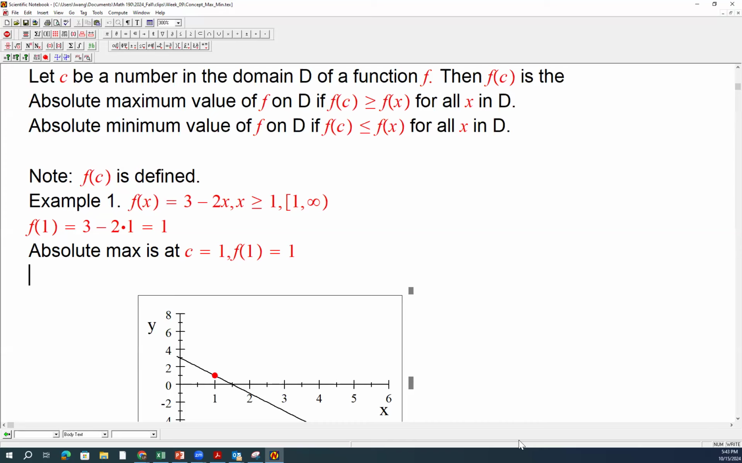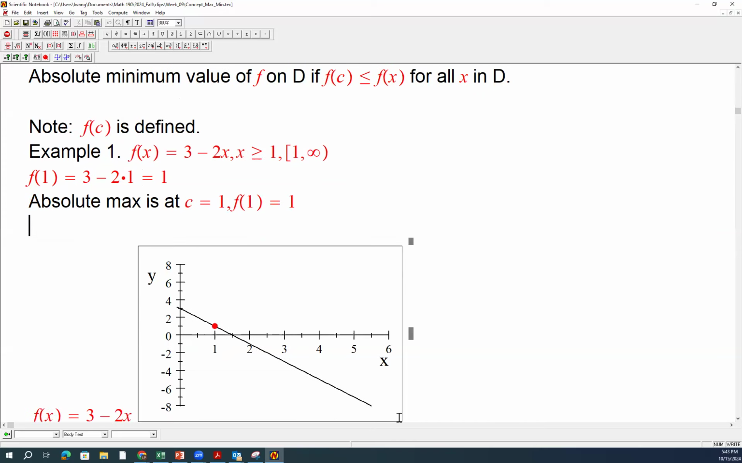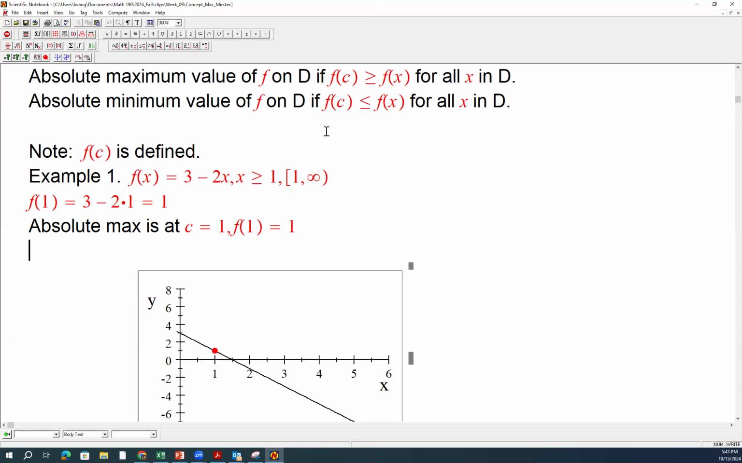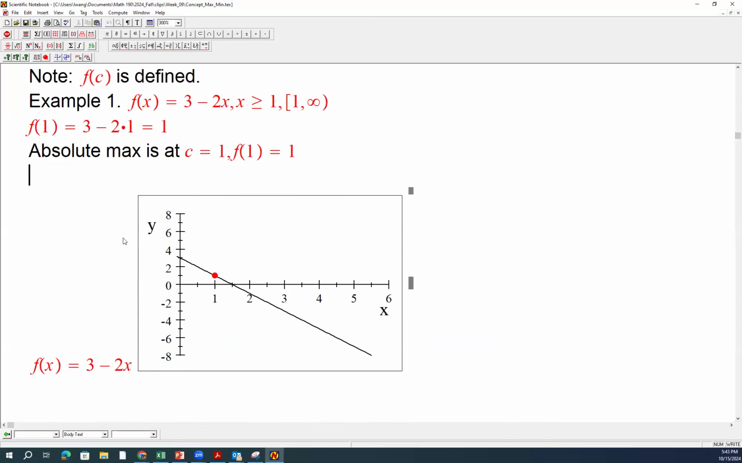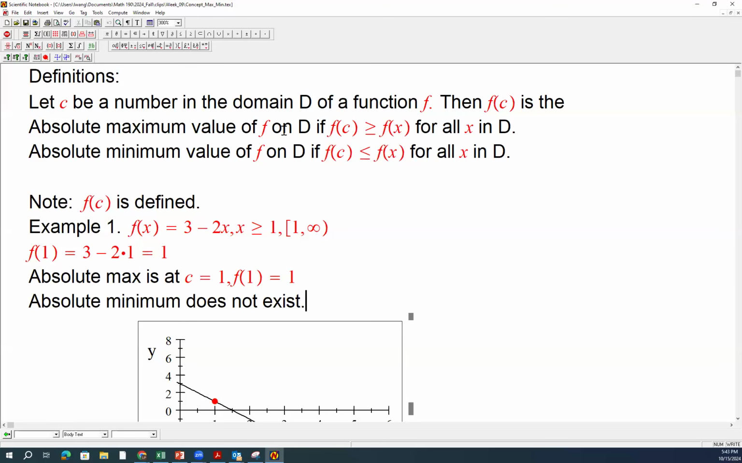How about absolute minimum? Do we have an absolute minimum? Well, the line keeps going down, down, down. We cannot find a value that is smaller than all of the other function values, right? So in this case, the absolute minimum does not exist. And so this is the first example: absolute maximum exists, but absolute minimum does not.